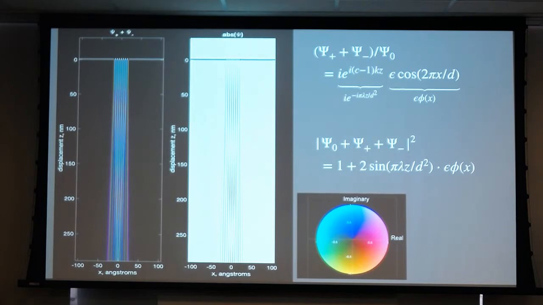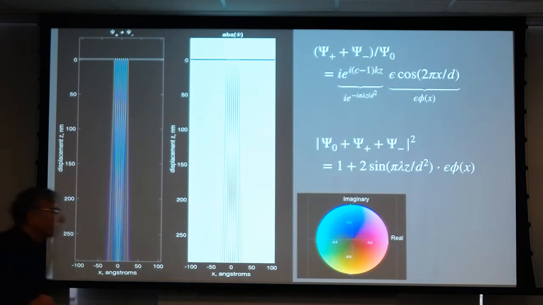That turns out to be the reason we're going to get contrast: these imaginary and real values combine with the unscattered wave to give us contrast. Let me just show you how we get from here to here, because that's the crux of the argument.